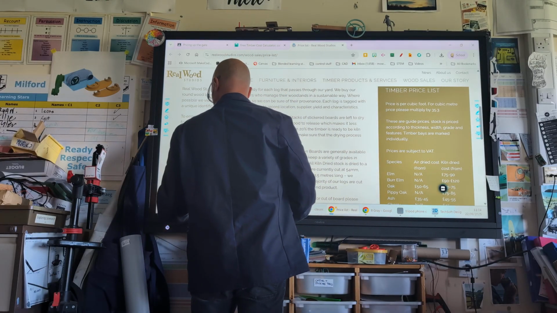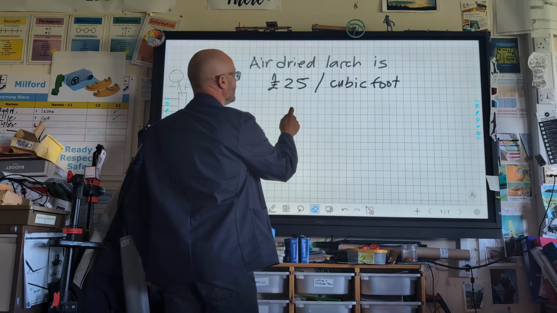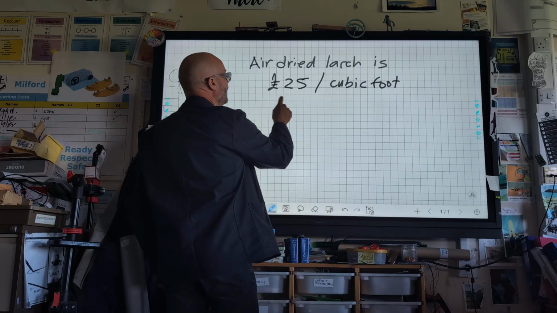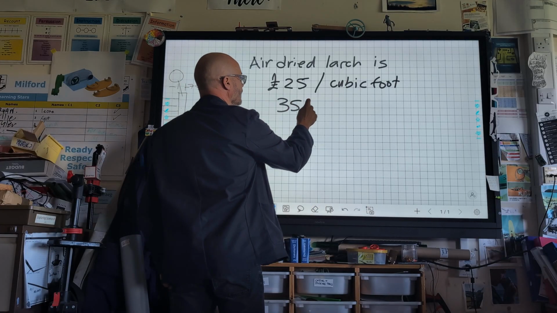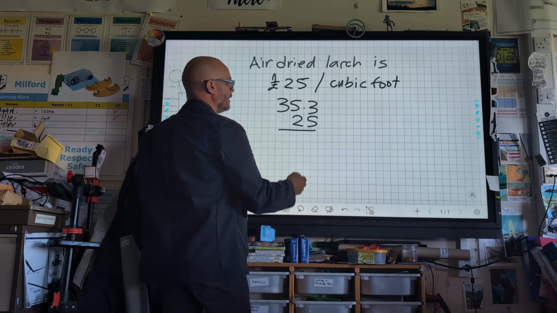35.3. So go in here and put it back on the board. I've got to multiply 25 by 35.3. So I pick up my pen, 35.3 times 25, and just do a bit of long multiplication.